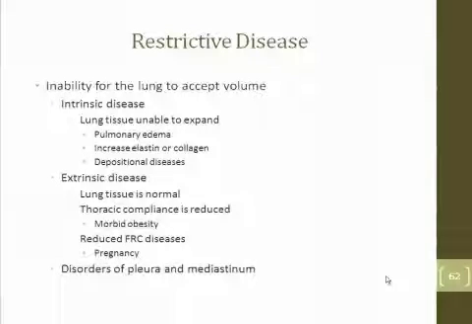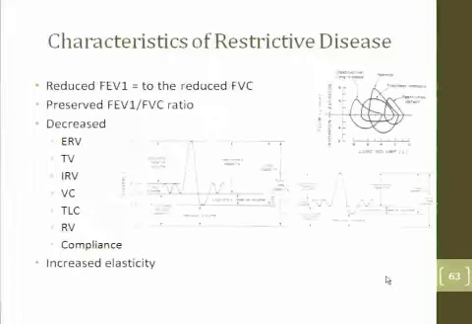As for the extrinsic diseases, that's where the chest wall itself is actually diseased. The actual lung tissue itself is normal. When you do biopsies of it, it's totally normal. But the thoracic compliance is reduced. Some things like morbid obesity are an example of that, or reduced FRC diseases in pregnancy as well. Or you can have diseases of the pleura or mediastinum where they don't allow the lung to expand properly.